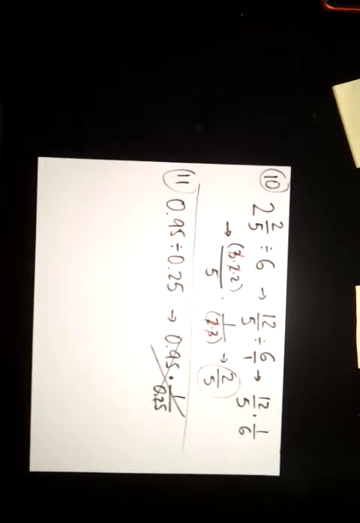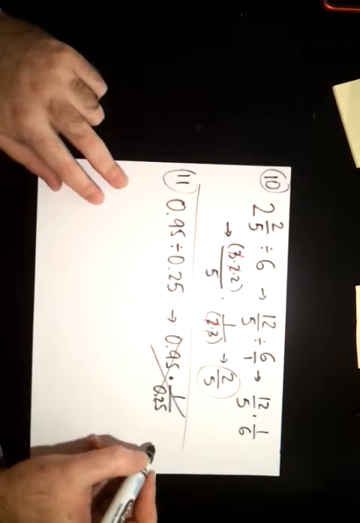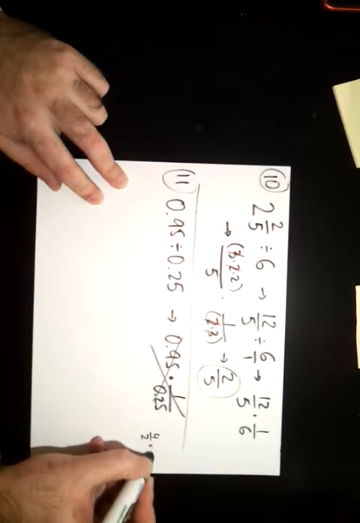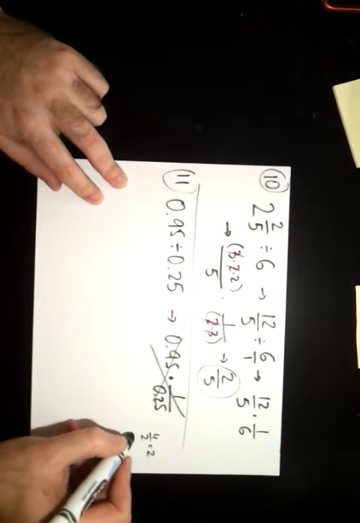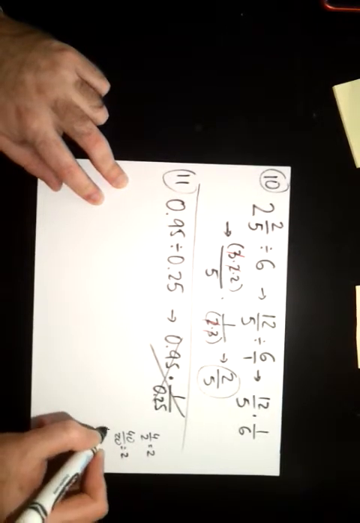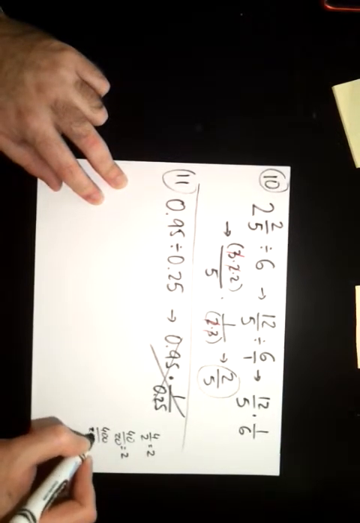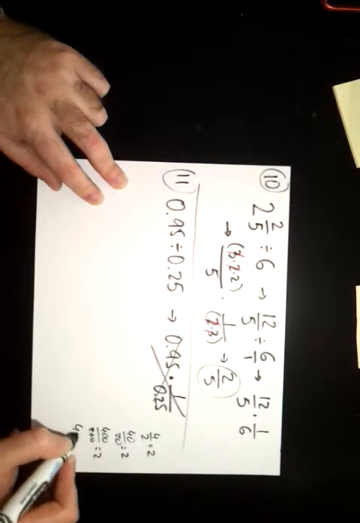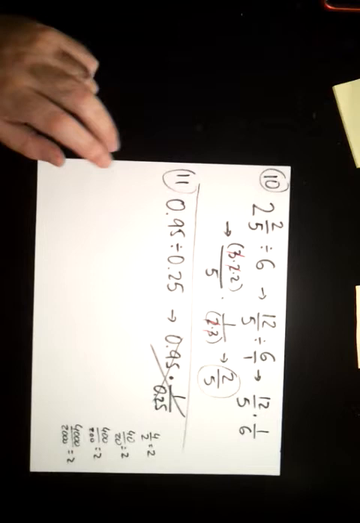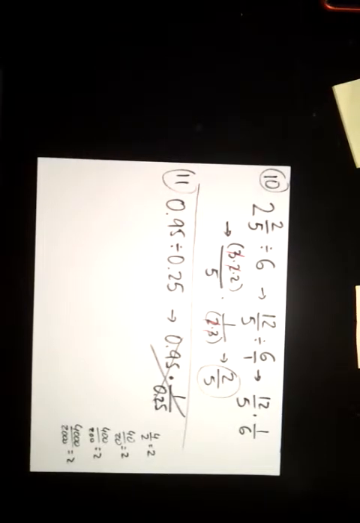Just like multiplication, I'm going to convert these to whole numbers. Unlike multiplication, I don't have to worry about changing my answer. Why? Look at it this way. If I have 4 divided by 2, that's 2. If I have 40 divided by 20, that's 2. 400 divided by 200, that's 2. 4,000 divided by 2,000, that's 2. You get the idea. I can go on for infinity.